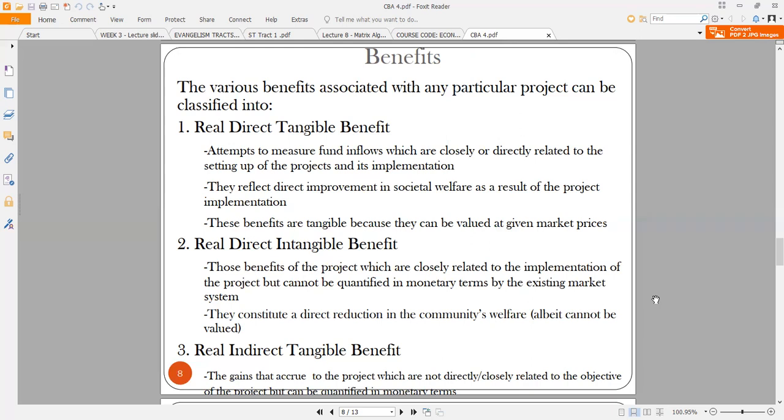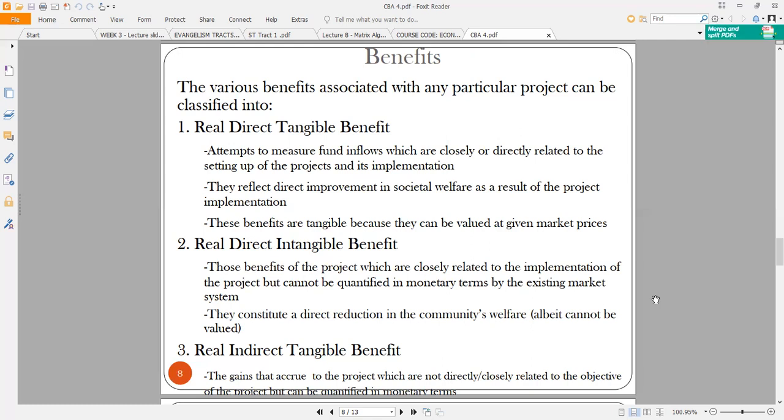Then we have tangible and intangible impacts. The tangible ones are the ones that can be valued at market prices. The intangible ones cannot be valued at market prices. So the first one, we have direct tangible benefit. This is a benefit that is directly related to the objective of the project, and it can also be valued at market price. This kind of benefit will directly affect societal welfare, and it can also be valued at market price.